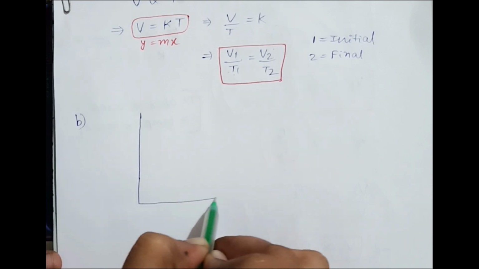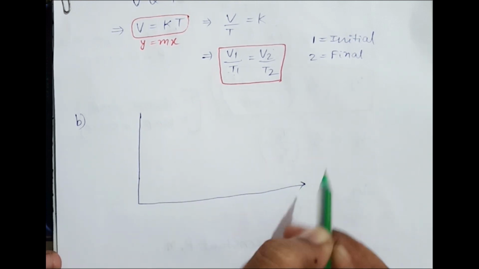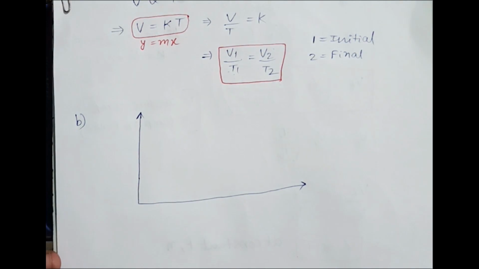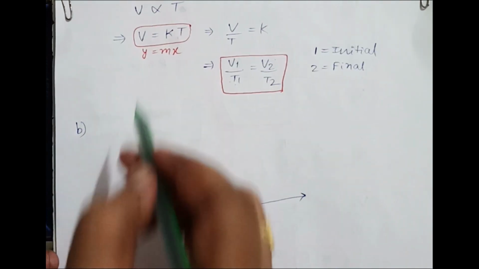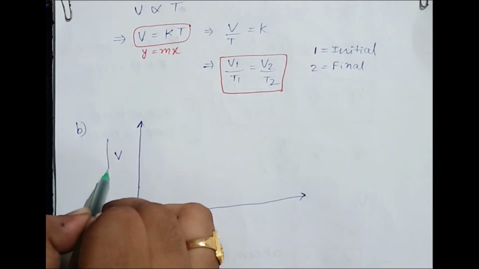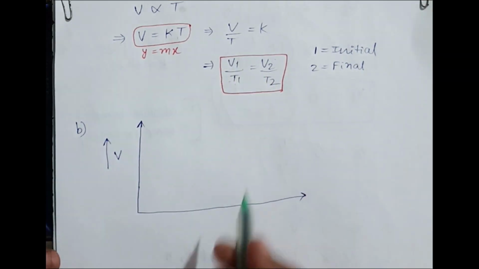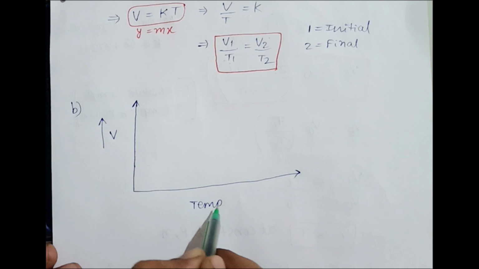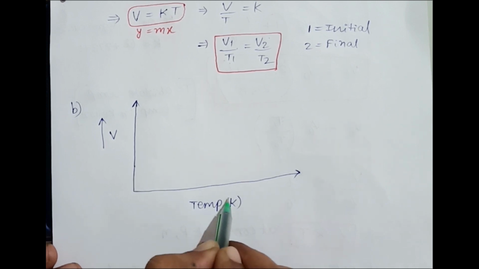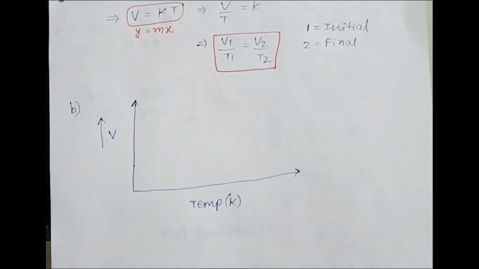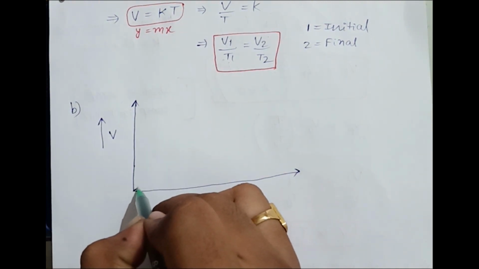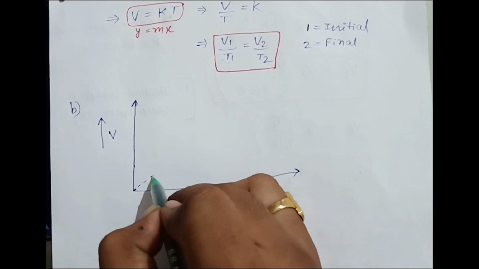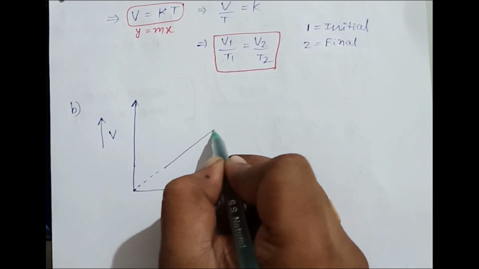So on the y-axis what should we take, and on the x-axis what should we take? Just think. On the y-axis we should take volume, correct? And on the x-axis we should take absolute temperature. Absolute temperature means temperature in the Kelvin system. So yes, how does it look? It's a graph, a straight line passing through origin. So this is the graph.